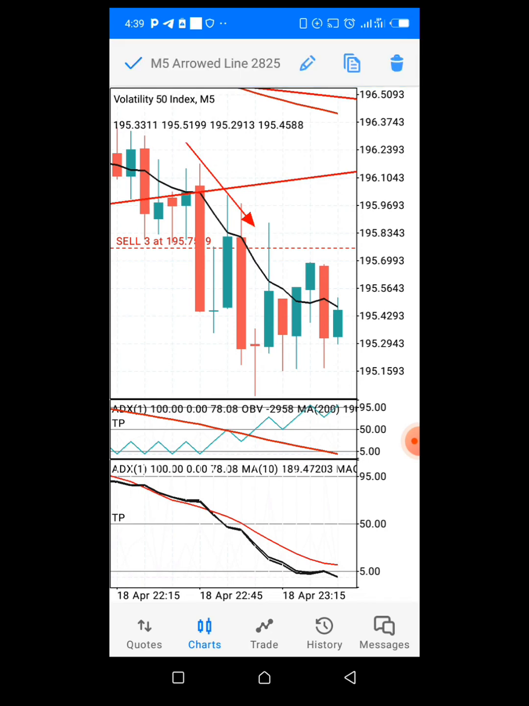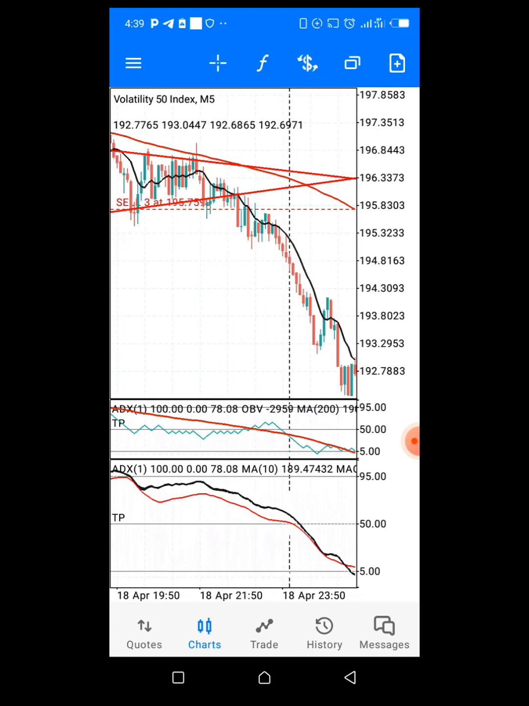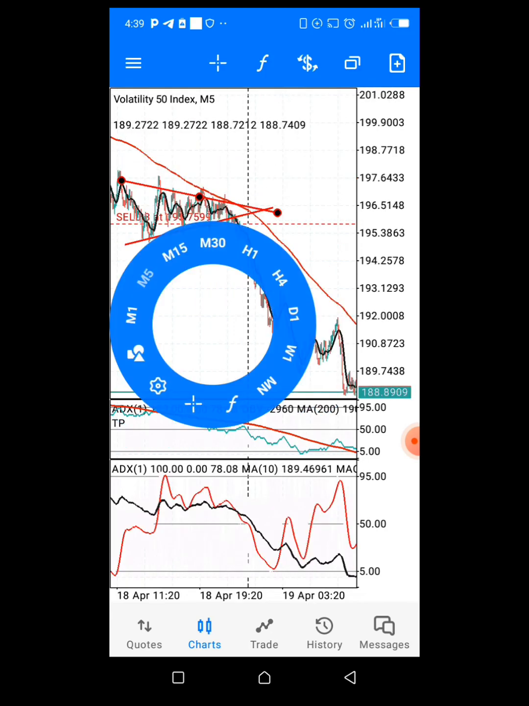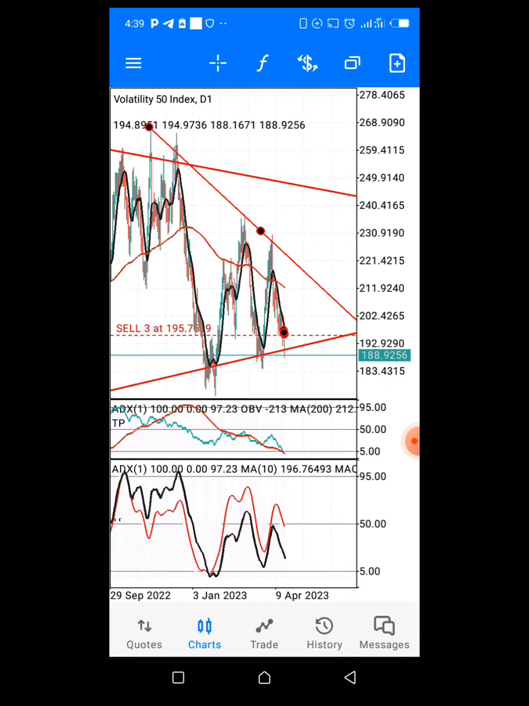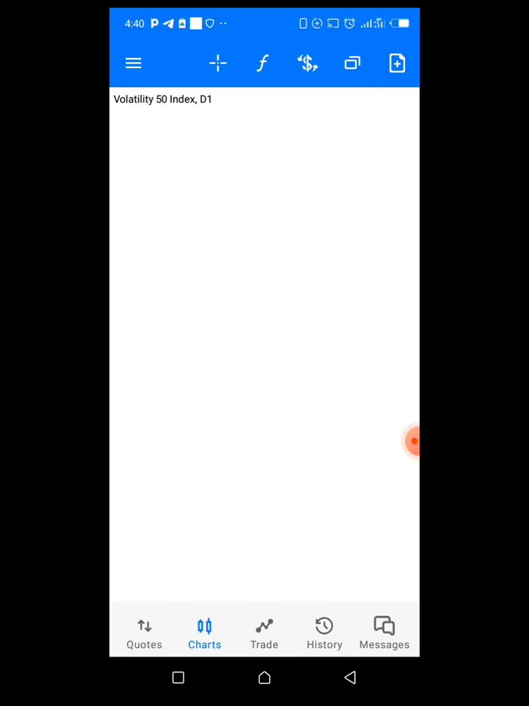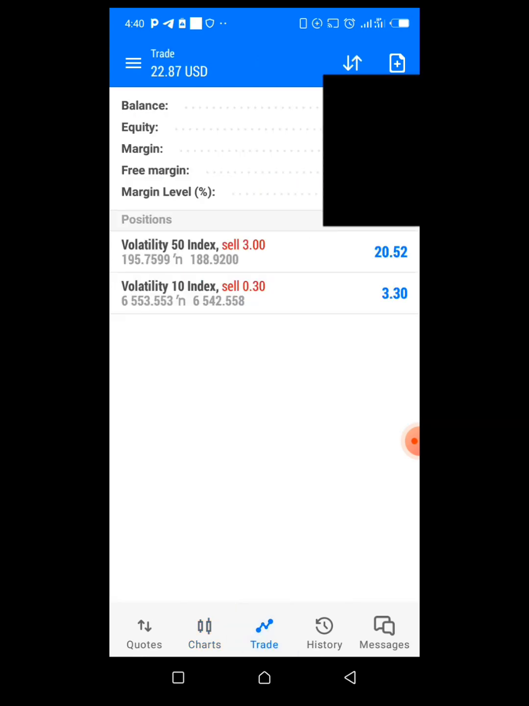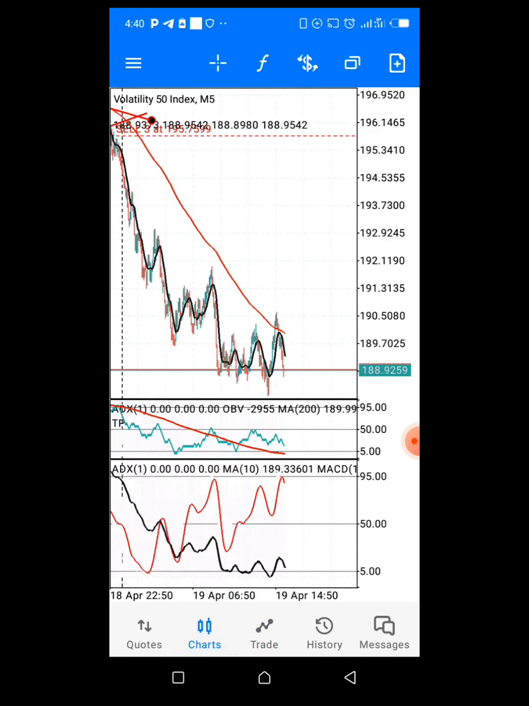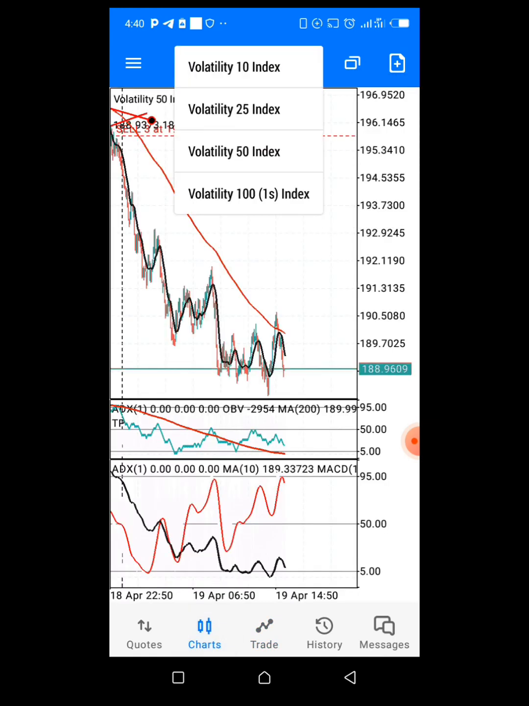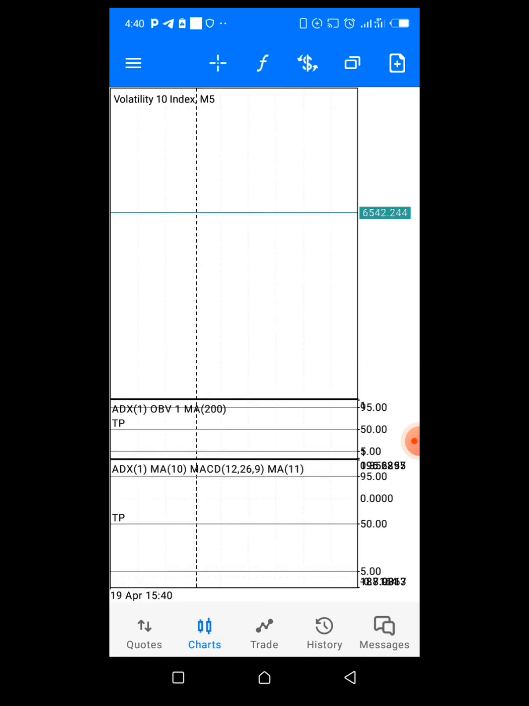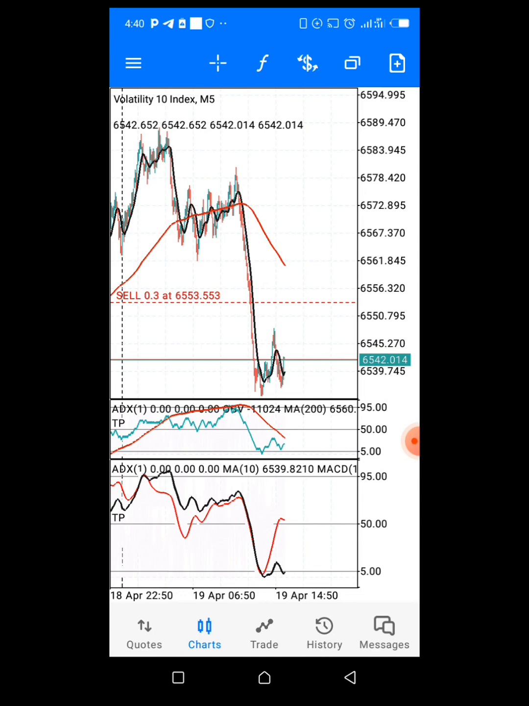analysis points. So from what I analyze here, you can clearly see what the market did in the higher time frame and the lower time frame. So I took this trade and you can see I'm in a profit of $20. Let's go to the next pair I took a trade on. So if you just follow the trend, trust me, you make money from the market.